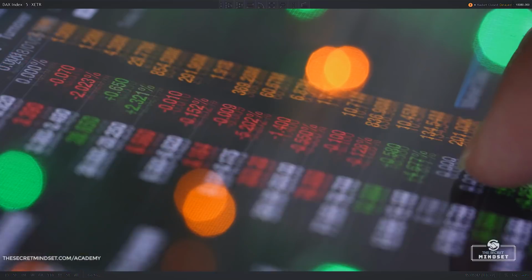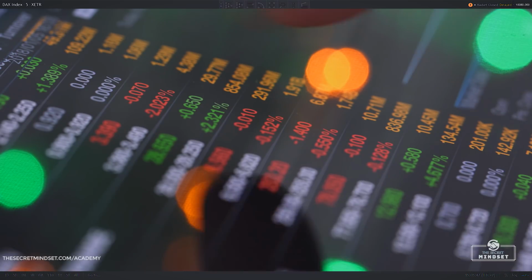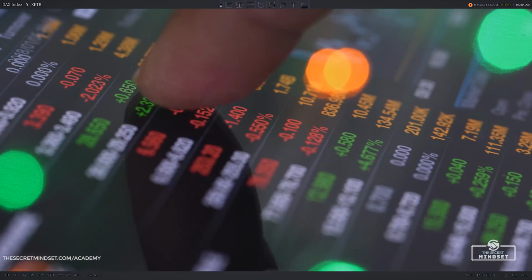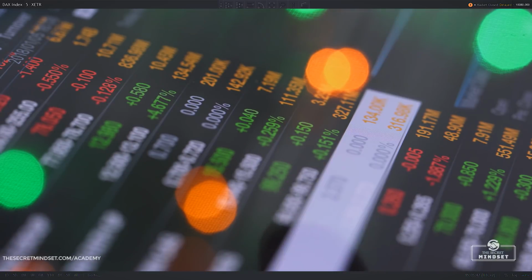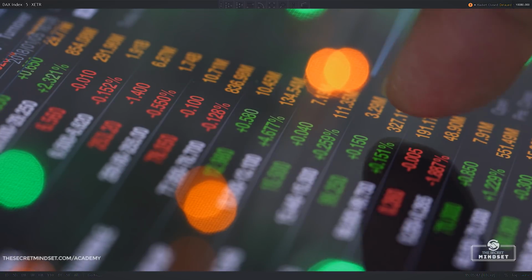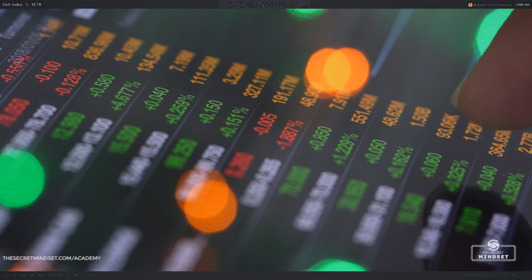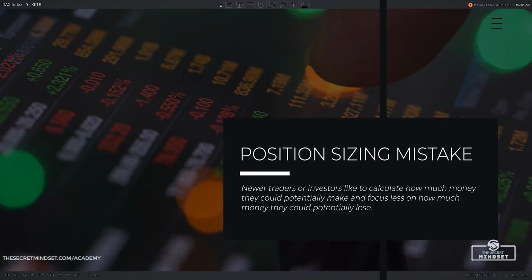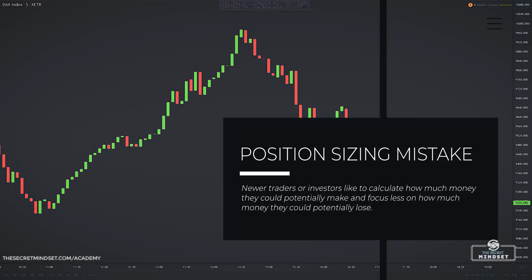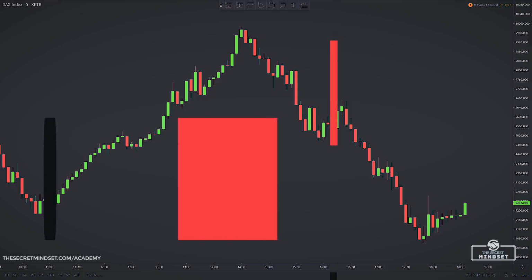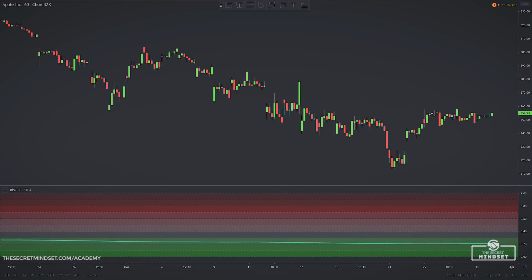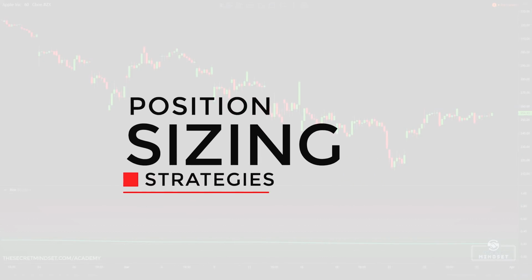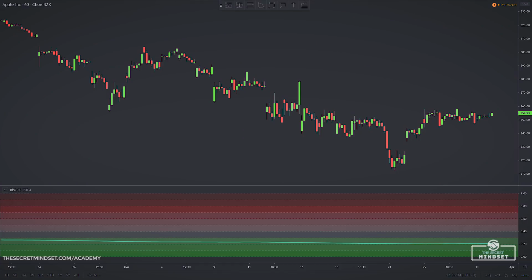Position sizing is a critical issue that a trader needs to know beforehand and not to do on the fly. It's as important as picking the right stock or currency to invest. Newer traders or investors like to calculate how much they could make on the upside, how much money they could potentially make, and focus less on how much money they could potentially lose. There are several approaches to position sizing, and I will run down some of the more popular ones.